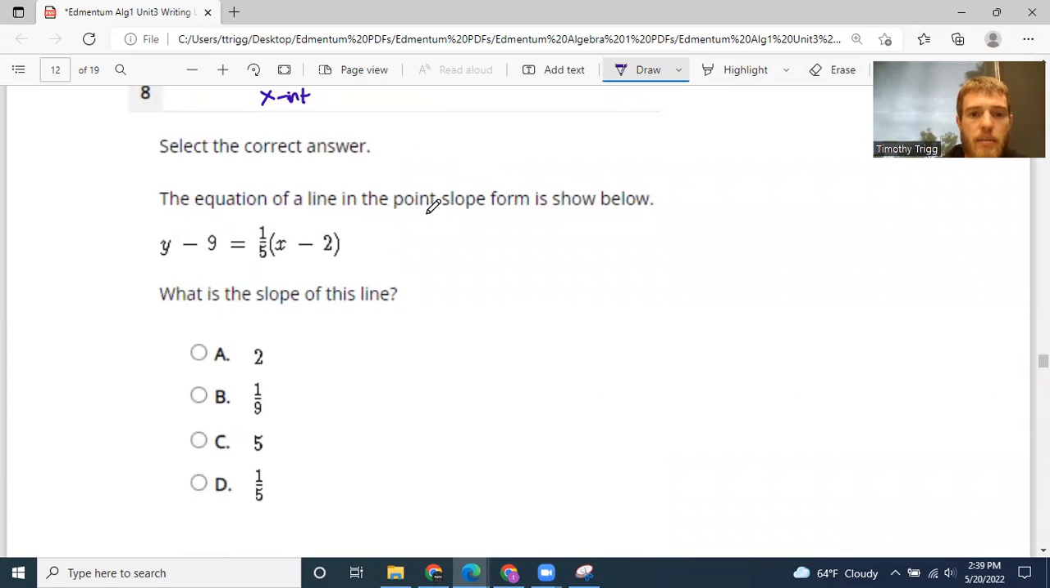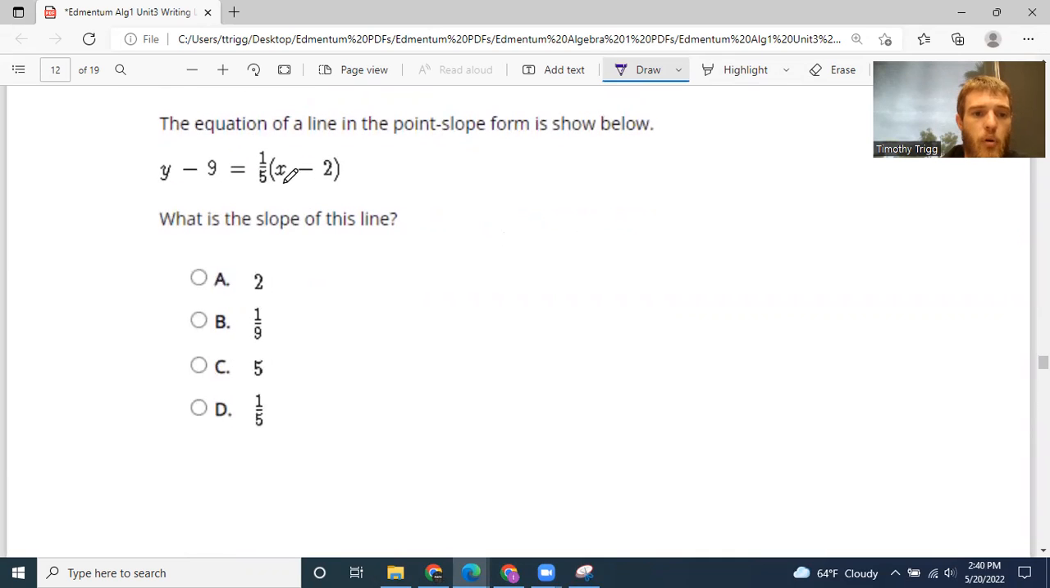The equation of the line is in point slope form. Okay, so we can see the point slope form here. Remember, the point slope form is y minus the y coordinate equals the slope times x minus the x coordinate. So what's the slope in this case?